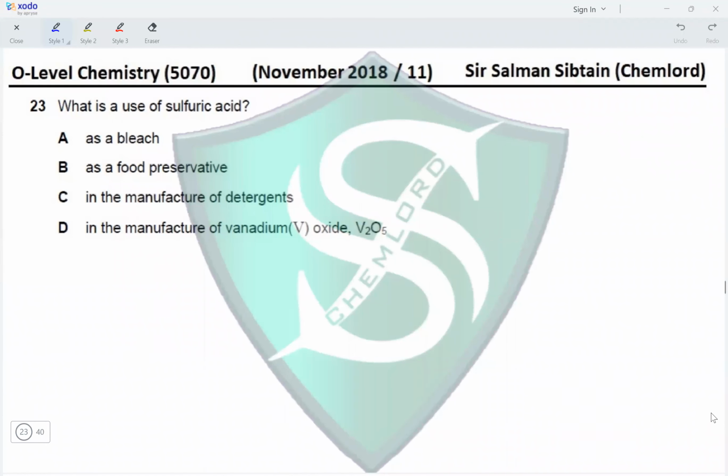Question 23. What is the use of sulfuric acid? As a bleach? No, that would be chlorine. As a food preservative, that would be sulfur dioxide. In the manufacture of detergents, yes, sulfuric acid is used. In the manufacture of vanadium(V) oxide, no. Sulfuric acid is not used in the manufacture of vanadium(V) oxide. Vanadium(V) oxide is used in the manufacture of sulfuric acid. It's the opposite of what is written. So this makes option C the correct option for this question.